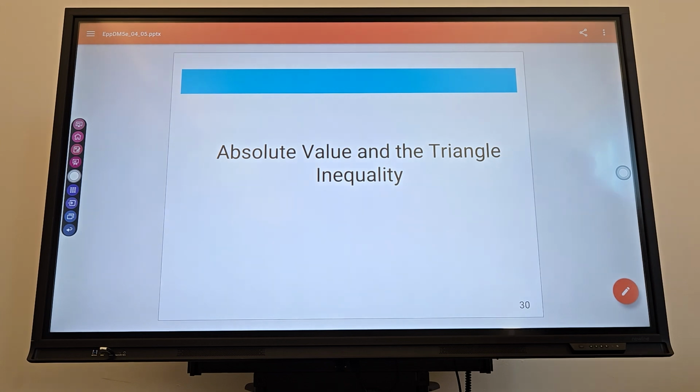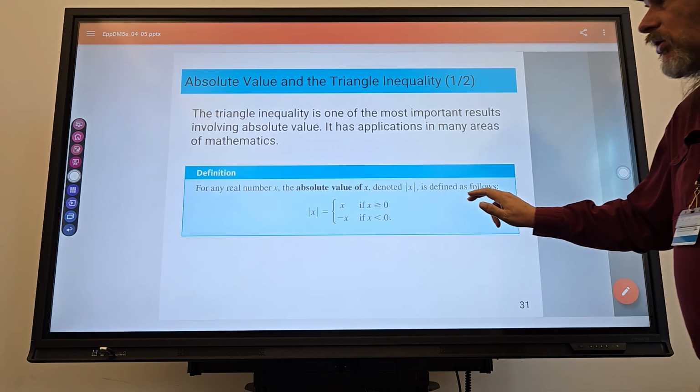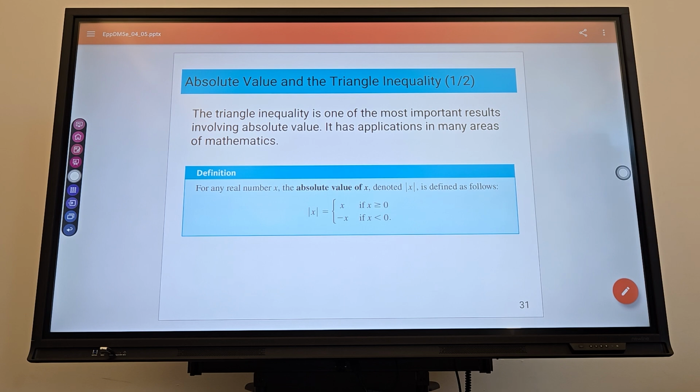But now, absolute value and the triangle inequality. The triangle inequality is one of the most important results involving absolute value. It has applications in many areas of mathematics. For any real number x, the absolute value of x, denoted by |x|, is defined as follows: the absolute value of x equals x if x is greater than or equal to 0, and it is equal to minus x if x is less than 0.